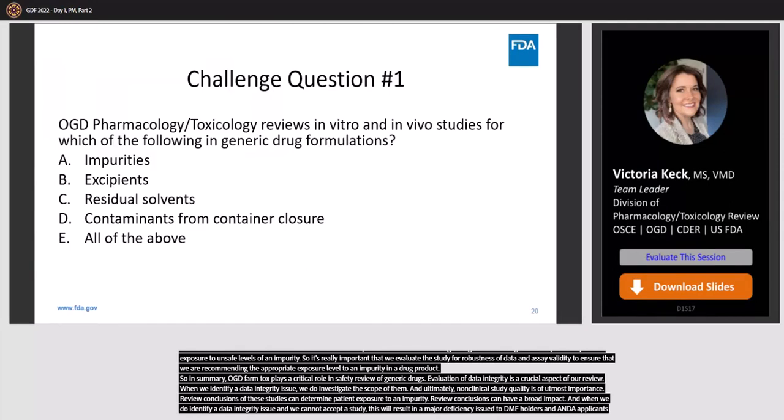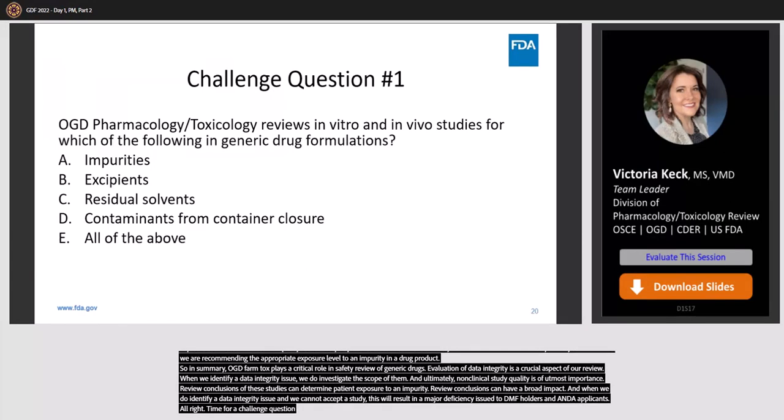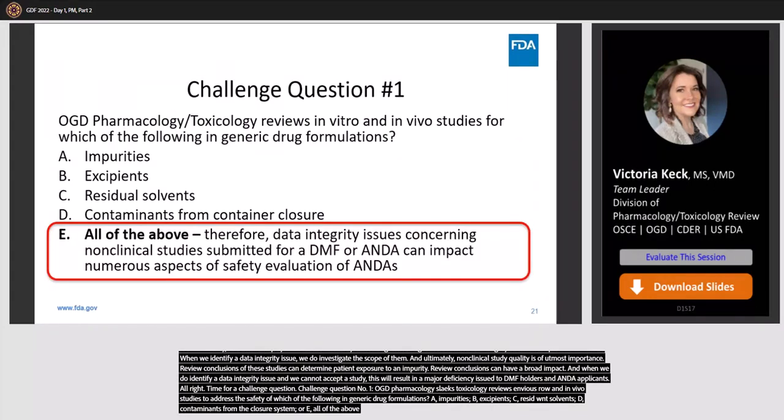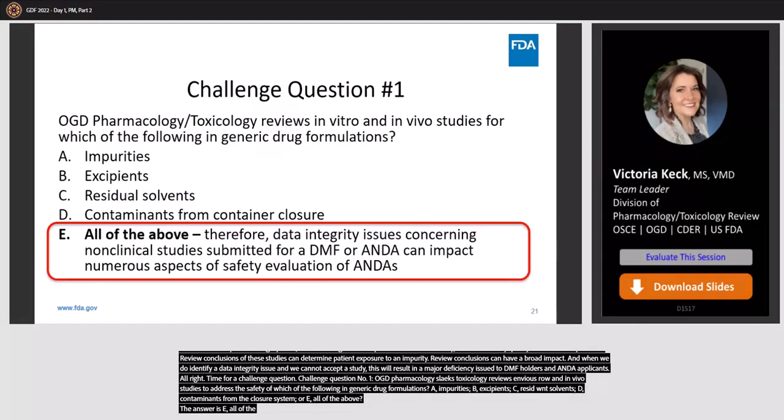All right, time for our challenge questions. Challenge question number 1. OGD pharmacology toxicology reviews in vitro and in vivo studies to address the safety of which of the following in generic drug formulations? A, impurities, B, excipients, C, residual solvents, D, contaminants from the container closure system, or E, all of the above? The answer is E, all of the above. Therefore, data integrity issues concerning non-clinical studies submitted for a DMF or ANDA can impact numerous aspects of safety evaluation of ANDAs.